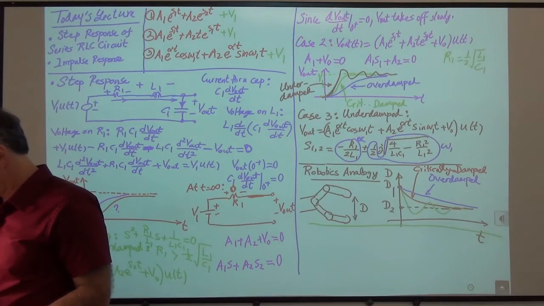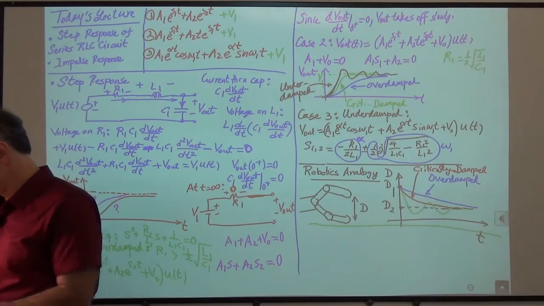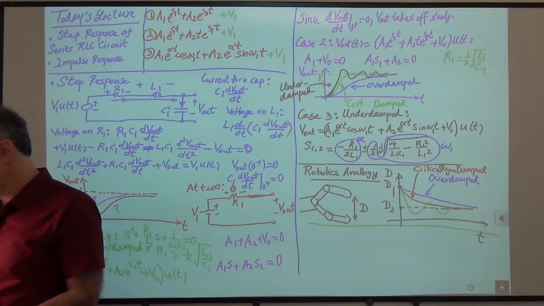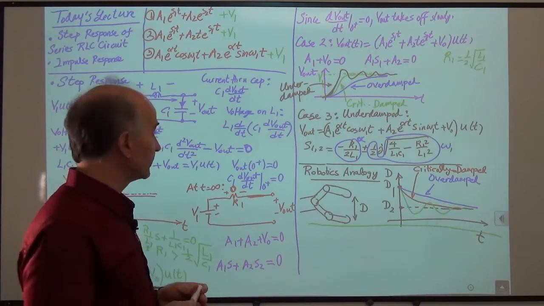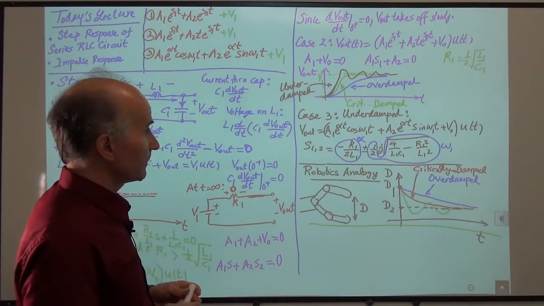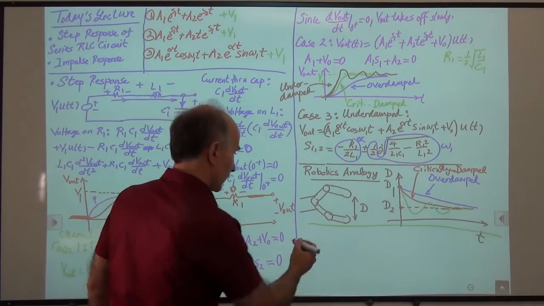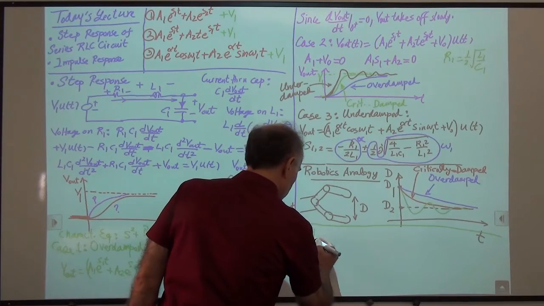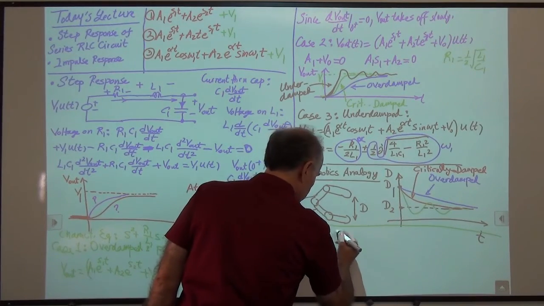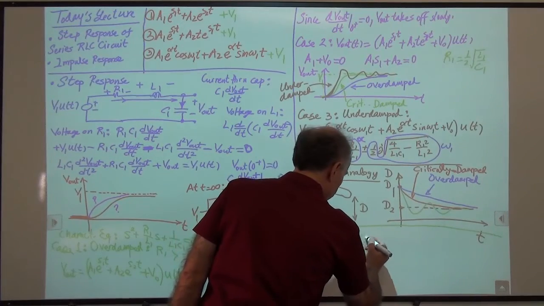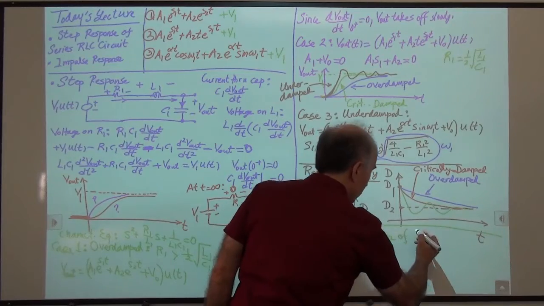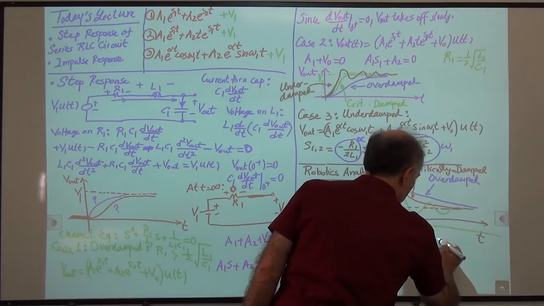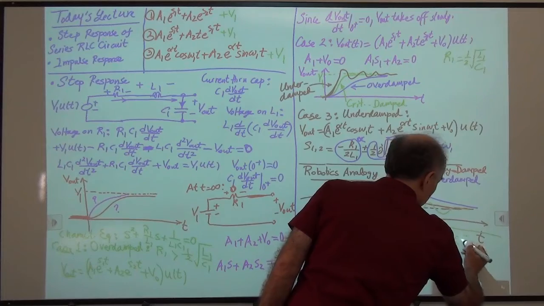Okay, now that we have studied the step response of the series RLC circuit, we can try to look at the impulse response and see how that can be obtained. The impulse response can be obtained one of two ways. So let me try to write here. Impulse response of series RLC circuit.